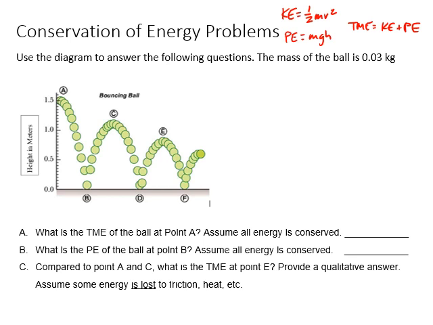It says, use the diagram to answer the following questions. The mass of the ball is 0.03 kilograms. Question A, what is the total mechanical energy of the ball at point A?